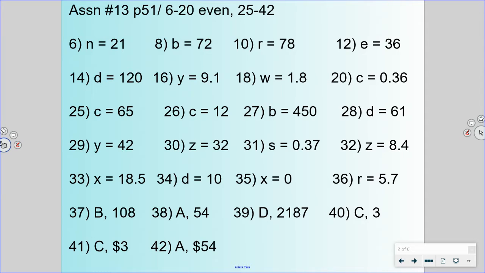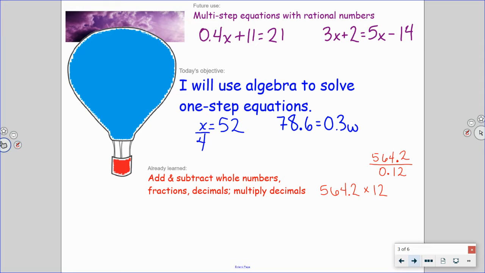And that was assignment 13. Let's go into assignment 14, shall we? Our focus once again for today, I will use algebra to solve one-step equations, and mostly focusing on products and quotients. And yes, ladies and gents, you will see decimals in there. So just remember, please, that sooner or later we will be moving on to two and three and multi-step equations. It is particularly important that you focus on your algebra steps here.